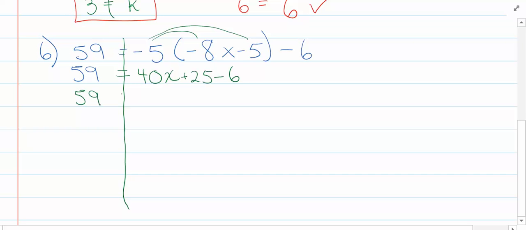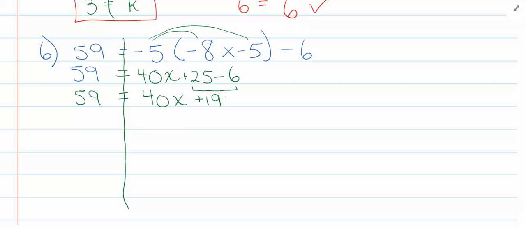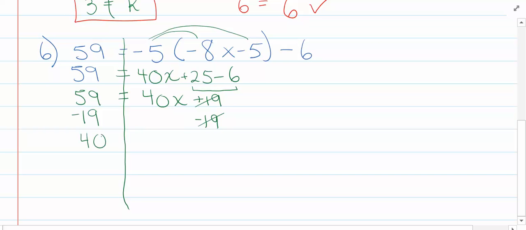Okay, so the next thing is we need to combine like terms. Notice on the right hand side, 25 minus 6, those are like terms. So 25 minus 6 is going to be a positive 19. Okay, so I've distributed, I've combined like terms. Now I need to start solving for my variables. So I'm going to take care of any addition or subtraction. So I'm going to minus 19 from both sides. Okay, 59 minus 19 is going to be 40 equals 40x.